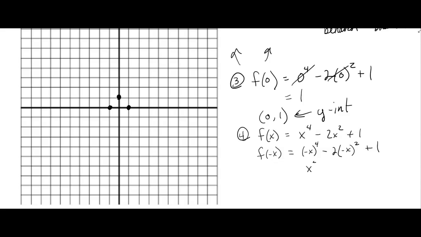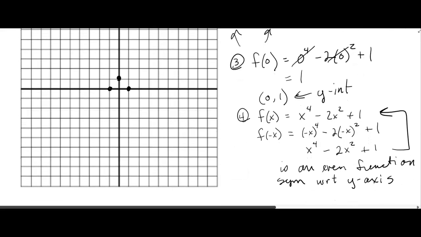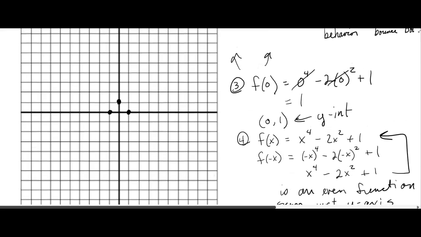And that's going to be x to the fourth minus 2x squared plus 1. So it's the same thing. So this is an even function. And that means it's symmetric with respect to, or about, the y-axis. That means for every point on the left of the y-axis, there's one on the right of the y-axis. Okay, that's enough for me to graph it.